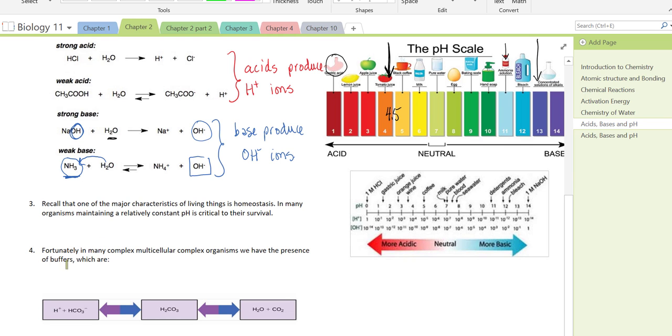All right, so we can see down here, fortunately, in many complex multicellular organisms, we have the presence of buffers. And these buffers are essentially chemical substances.